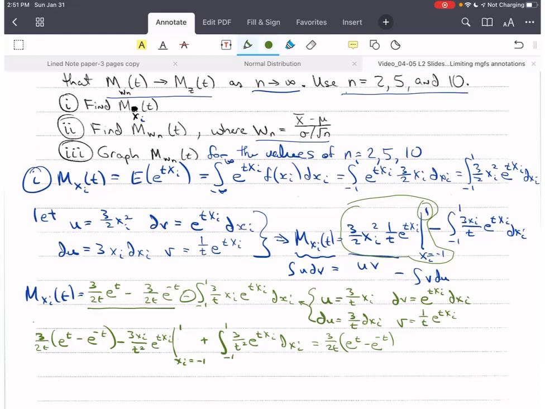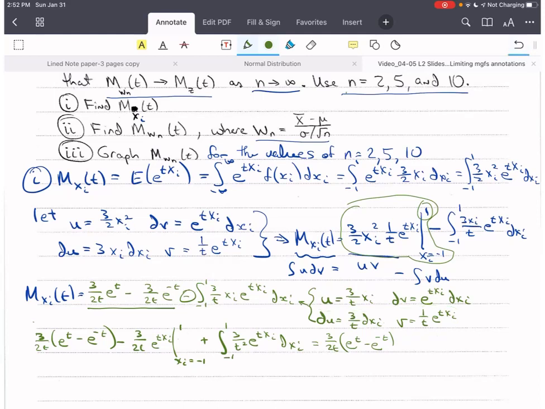And so now when I evaluate that, I'm going to plug in the +1 and then the -1. So the +1 is going to give me... is there supposed to be an xi? No, there's not, is there? No, there's not supposed to be an x there. So this is going to be 3 over 2t. Oh, yes, there is. I'm sorry. This is u times v. That's these two. So there is an xi there.